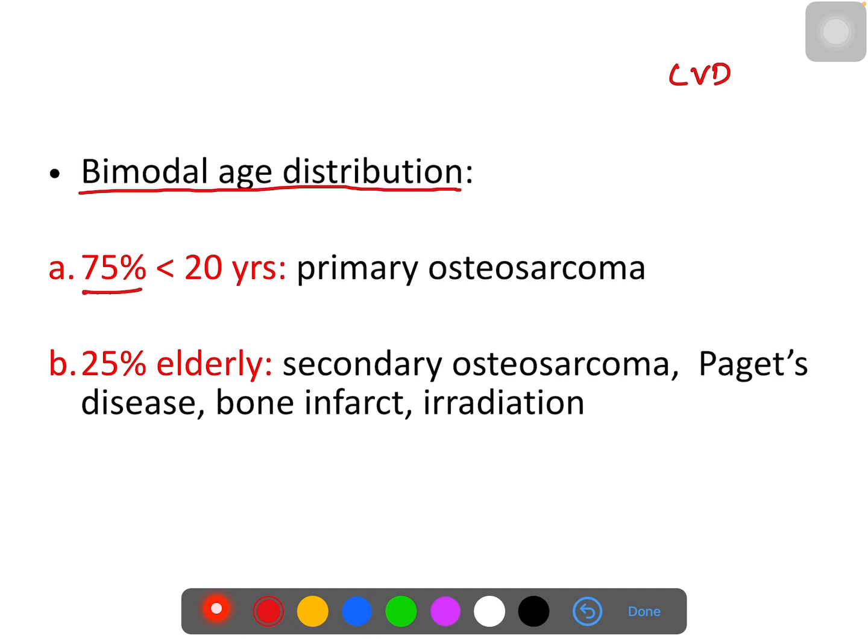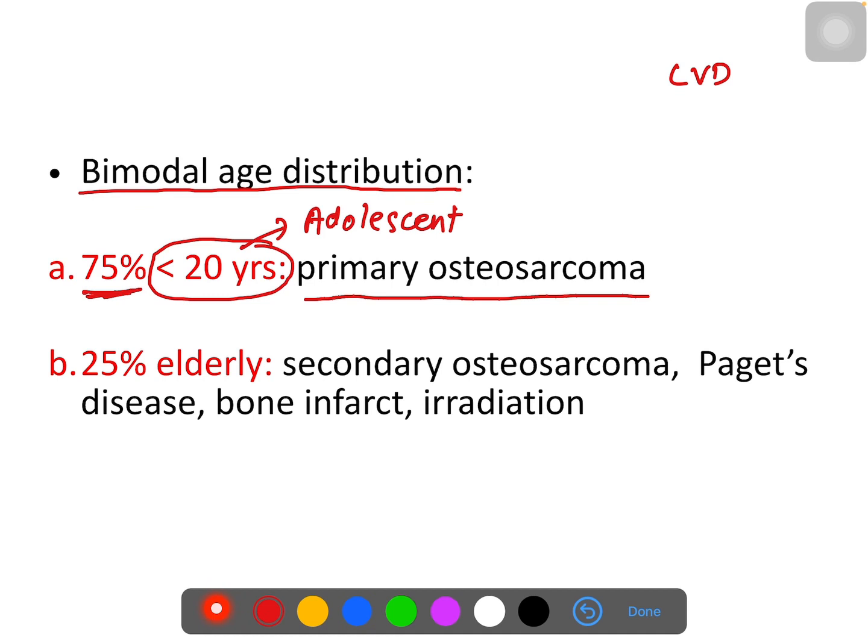75% of the patients are below the age of 20 years. That means they are adolescents. So nearly three-fourths of the patients who suffer from osteosarcoma are young people whose age is below 20 years, and such type of osteosarcoma is referred to as primary osteosarcoma. Whereas 25% of the cases are seen in the elderly population, and such type of tumor is referred to as secondary osteosarcoma.